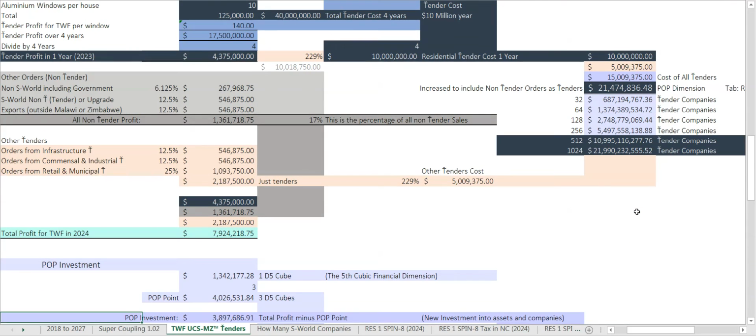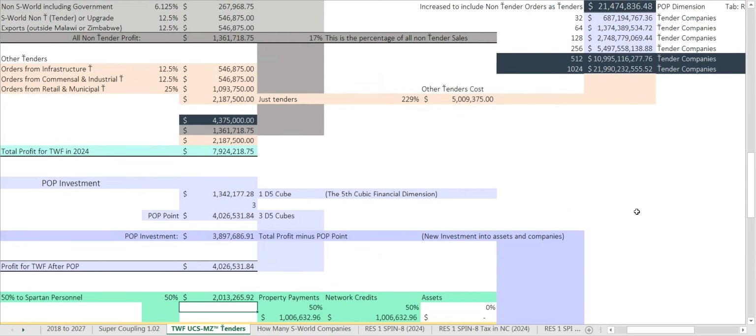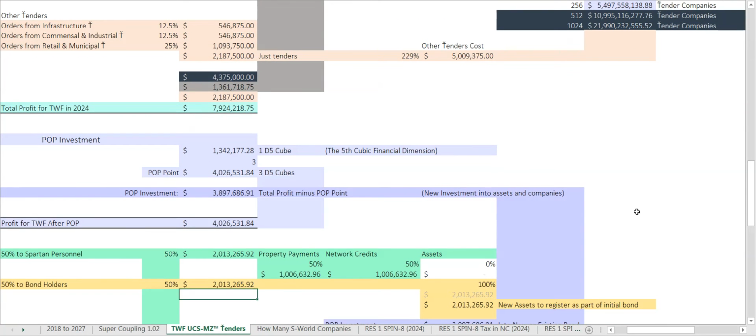I'm just going to go down. Here we can see the POP profit. The POP point is set at 4 million. Therefore, everything past 4 million is POP investment, leaving profit of 4 million. 50% of that goes to the personnel, 50% of that goes to the bondholders, which creates new assets as part of the initial bond.